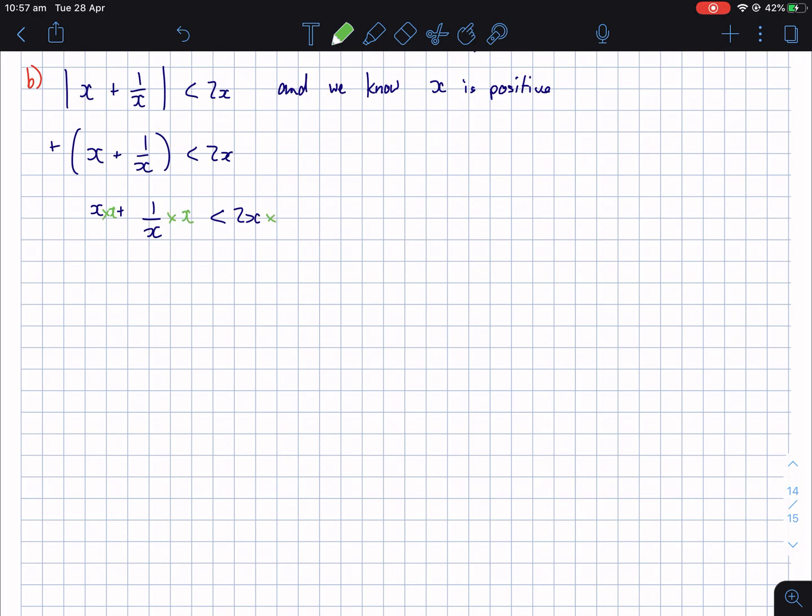I don't have to times it by x squared. I can just times it by x, because I timesed it by x squared before because I didn't know if the bottom was going to be positive or not. So I didn't know if I was multiplying or dividing by a negative number, which would have meant changing the sign. But now I know it's positive, so I know I'm not multiplying or dividing by a negative number, so I can do this. So I'm going to get x squared plus 1 is less than 2x squared.